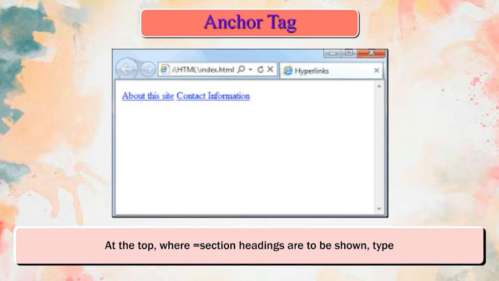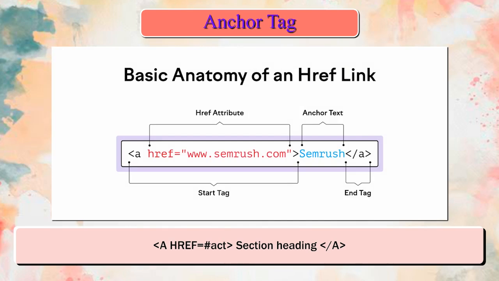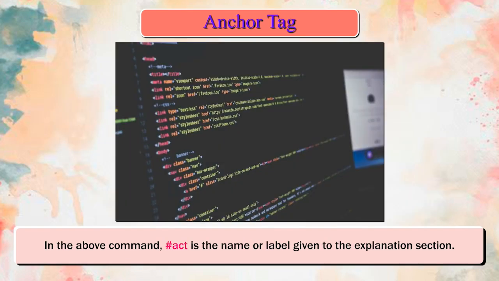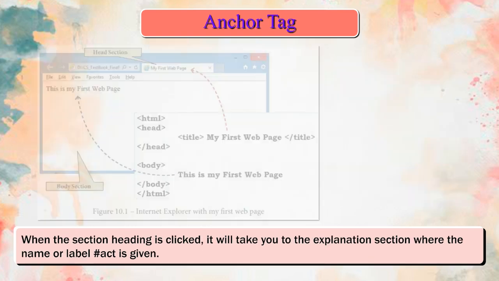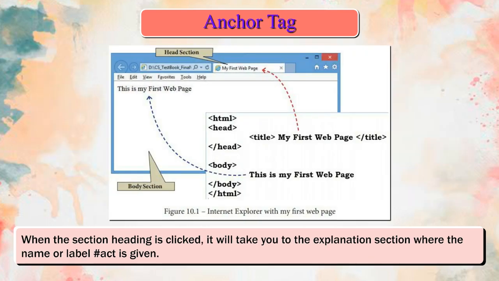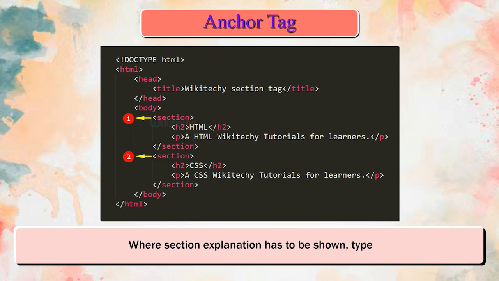Type a href is equal to #act section heading /a. In the above command, #act is the name or label given to the explanation section. This command tells the browser that the hyperlink refers to the name #act. When the section heading is clicked, it will take you to the explanation section where the name or label #act is given. Where section explanation has to be shown, type id is equal to #act about the section heading /a.